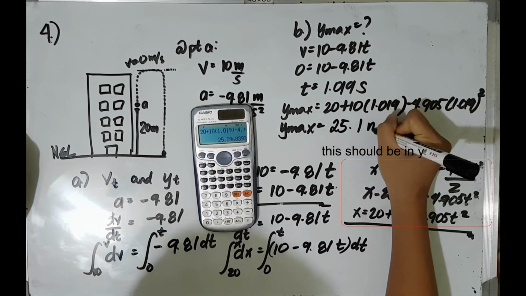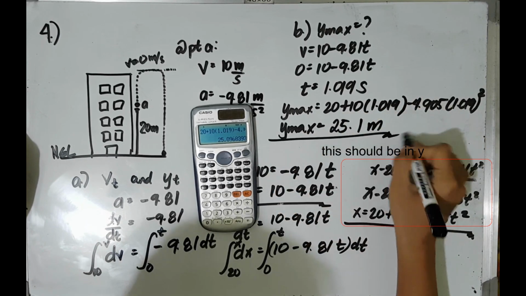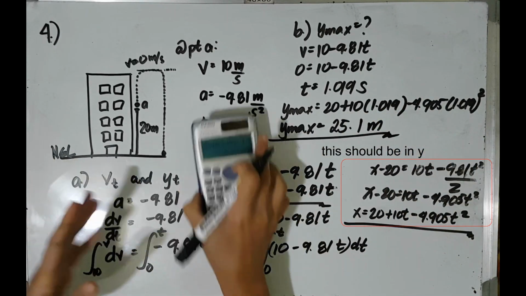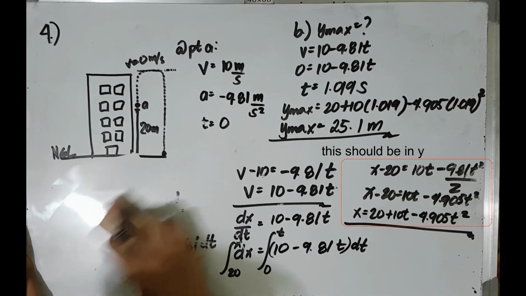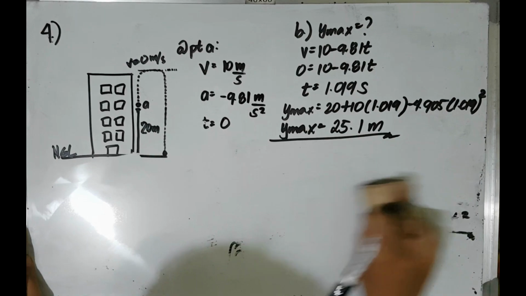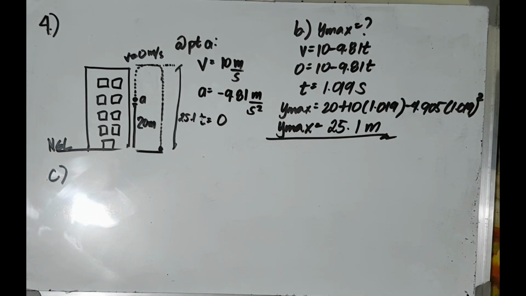So for letter C, the time when the ball will hit the ground and the corresponding velocity. So, the time will hit the ground in which our y would now be equal to 0.